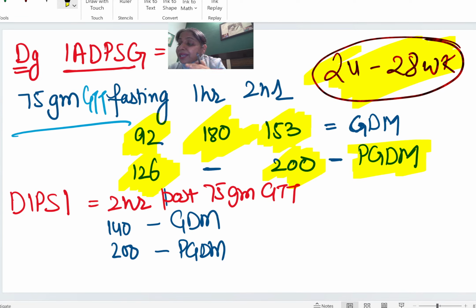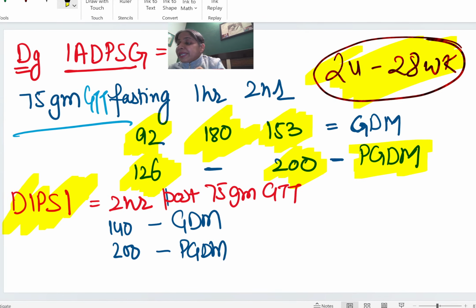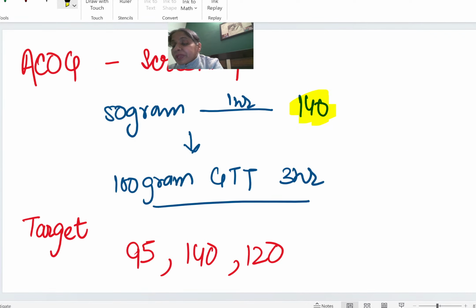Right. Now, the Indian Diabetes Society criteria is DIPSI. DIPSI says no need for the patient to come fasting. Just give 75 gram glucose and check the value after 2 hours. If it is more than 140, it is gestational diabetes mellitus. If it is more than 200, it is pre-gestational diabetes mellitus. No three values in the case of DIPSI. Only one value for gestational diabetes mellitus, that is 140. The value for pre-gestational diabetes mellitus is the same in IADPSG and DIPSI.